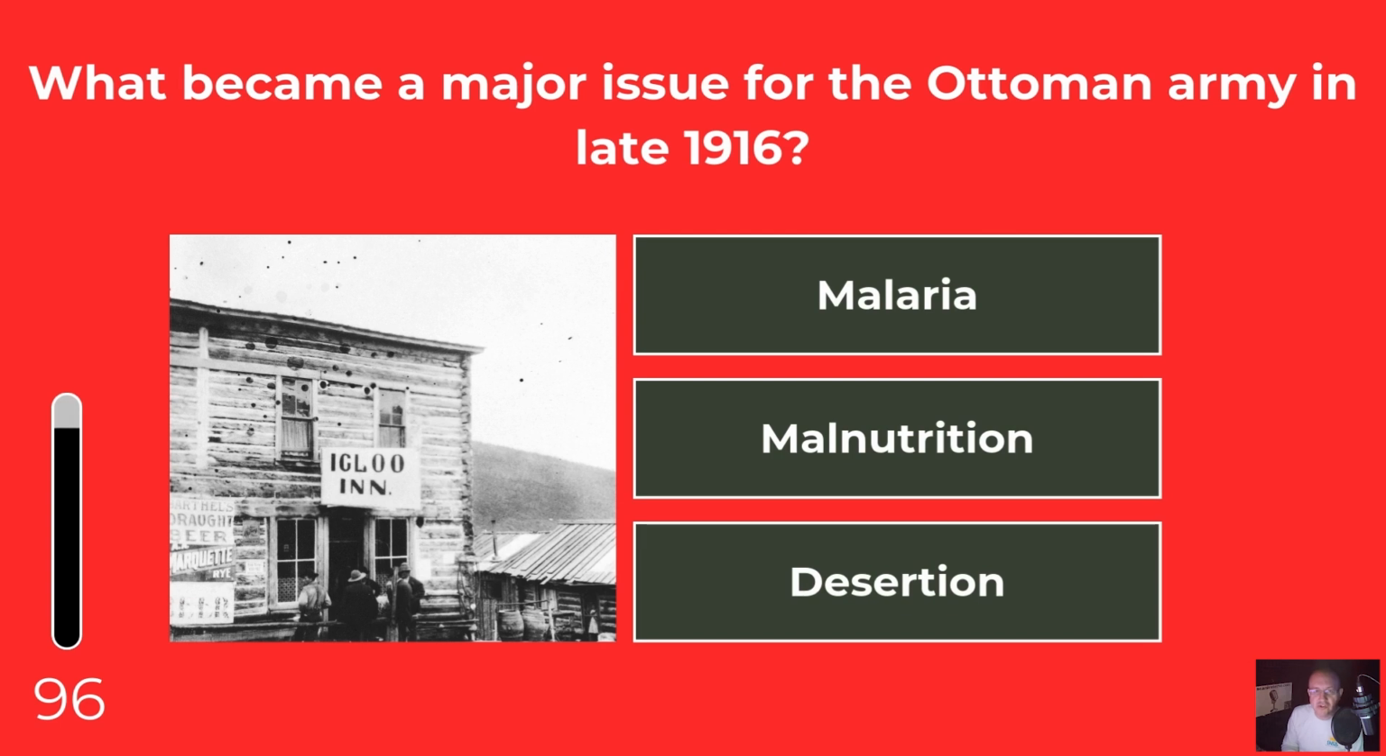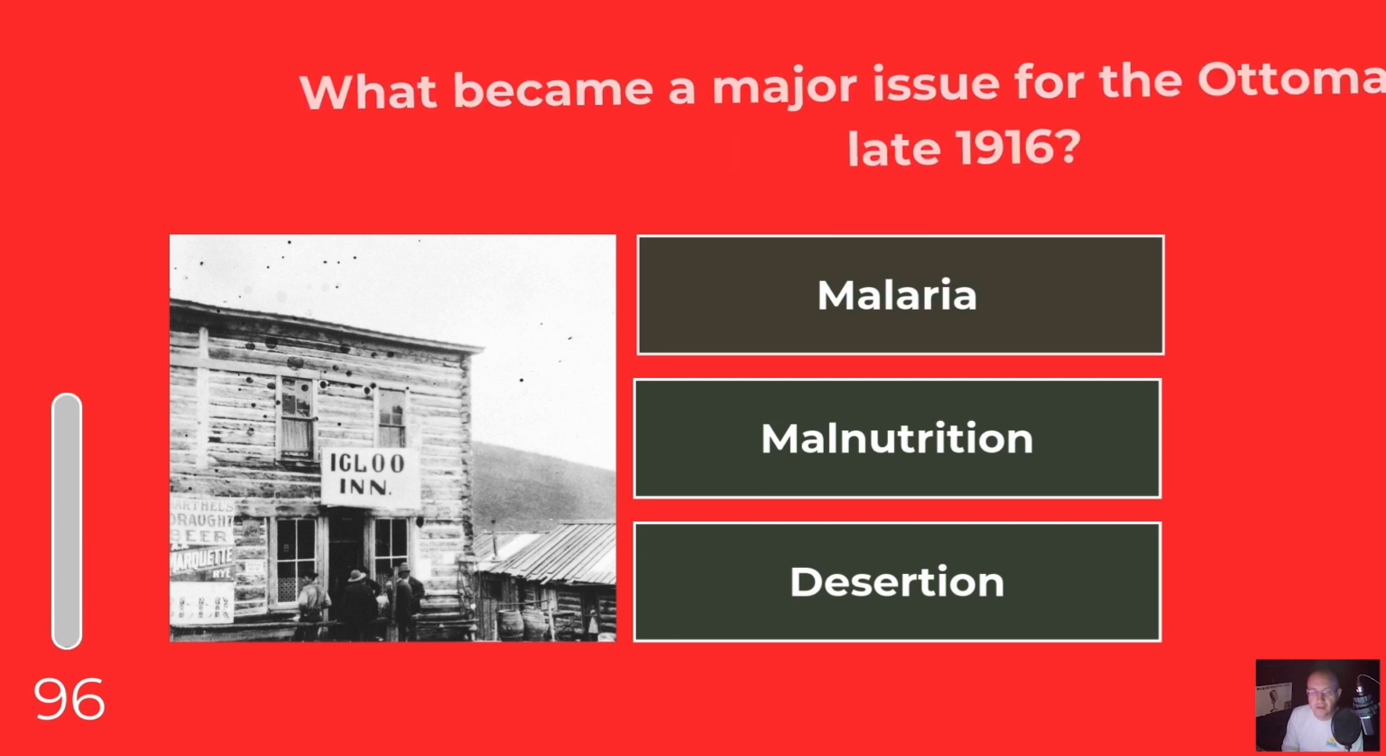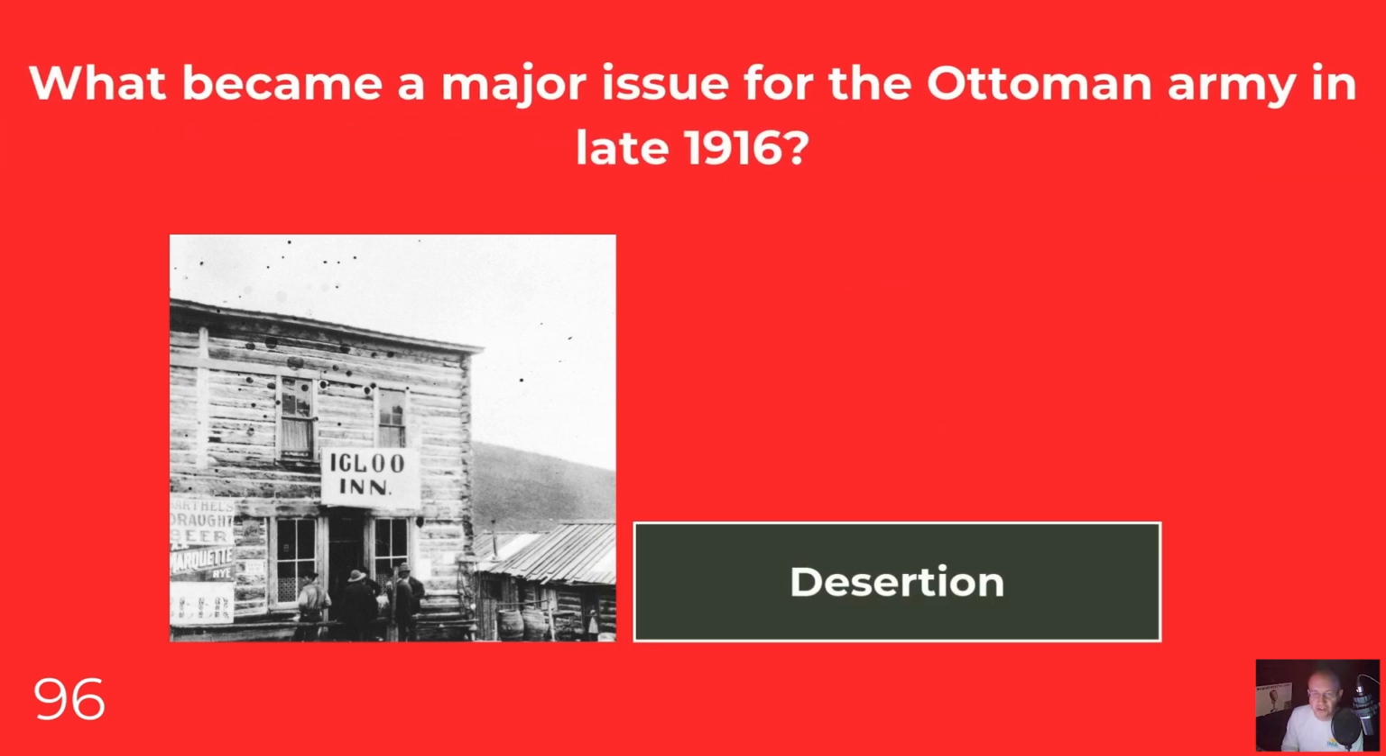What became a major issue for the Ottoman army in late 1916? Was it malaria, malnutrition, or was it desertion? That major issue was desertion.